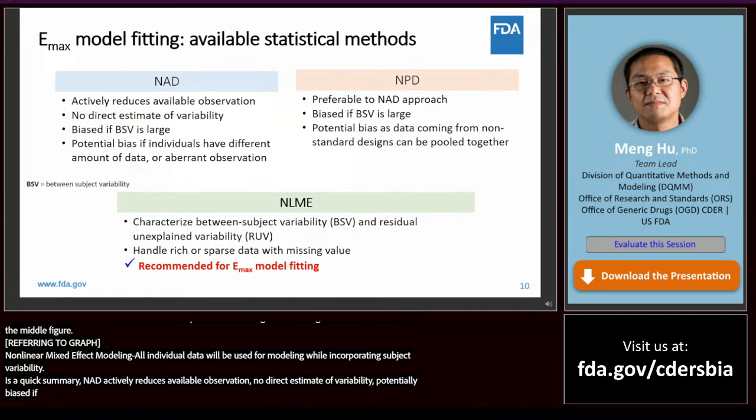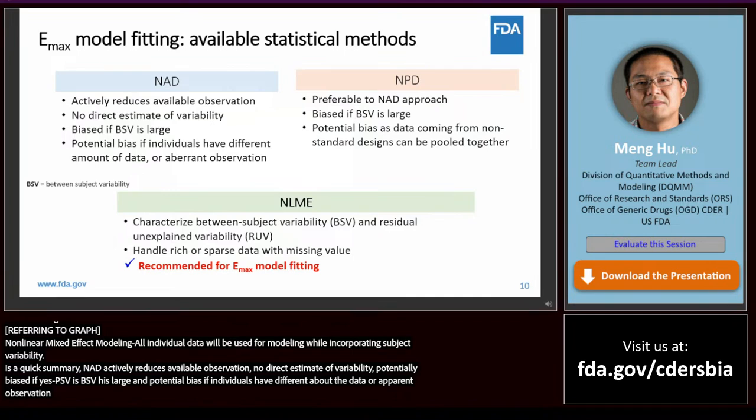The naive pooled method is preferable to the naive average method. However, it's also biased if between-subject variability is large. In addition, it introduces potential bias as data coming from non-standard designs can be put together.